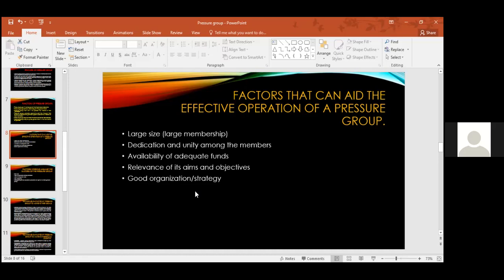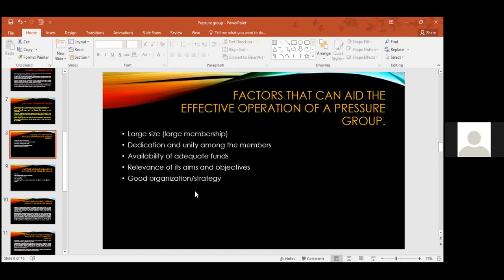Then we have the third one, availability of adequate funds. Everybody needs money. Even you students, you need money. So also pressure groups need money. They need money to run their things, to influence, to take certain actions, for logistics, for movement and all. So there is need for funds. And once there are adequate funds, they will be able to have an effective operation.